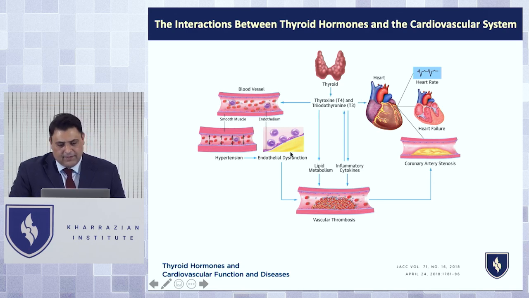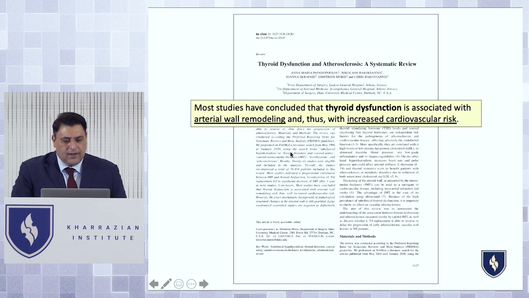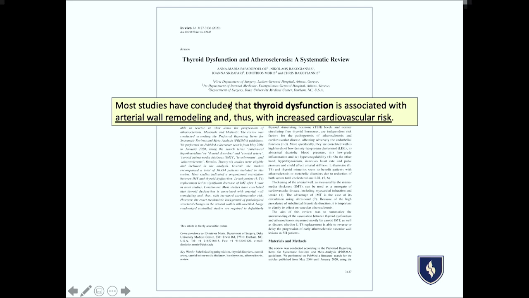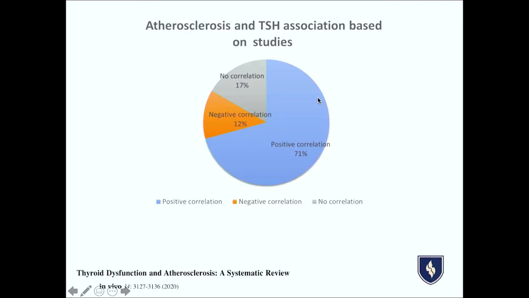So in longstanding hypothyroid disease, there is increased risk of coronary artery atherosclerosis and systemic atherosclerosis. This was a systematic review published called Thyroid Dysfunction and Atherosclerosis, and they concluded that most studies have found that thyroid dysfunction is associated with arterial wall remodeling and thus with increased cardiovascular risk. In the review of atherosclerosis and TSH association, 71% of the papers that investigated this found a positive correlation: the higher their TSH levels, the more atherosclerosis they developed.